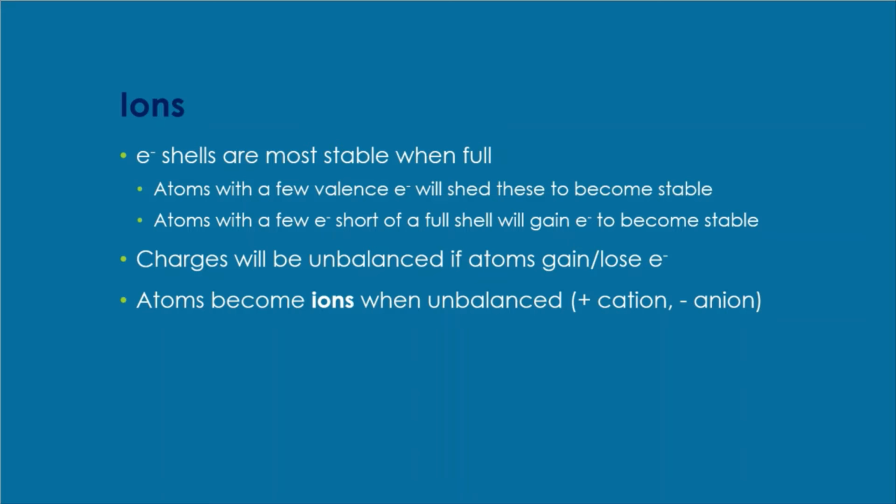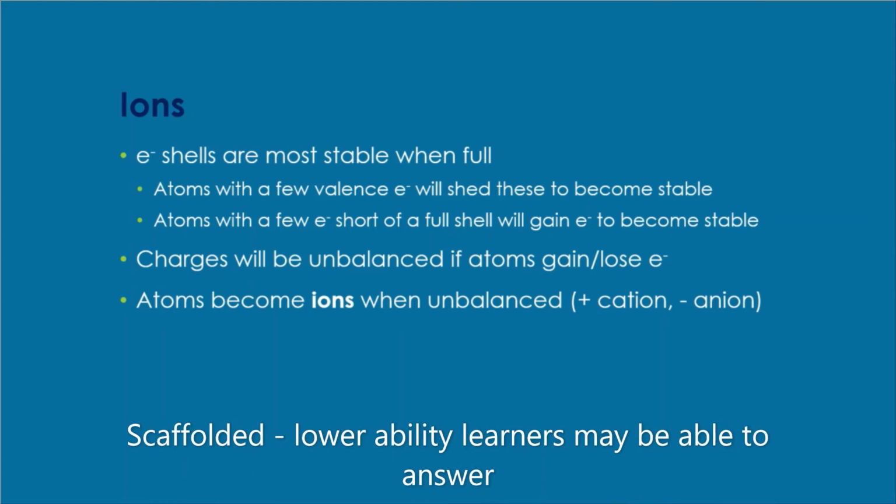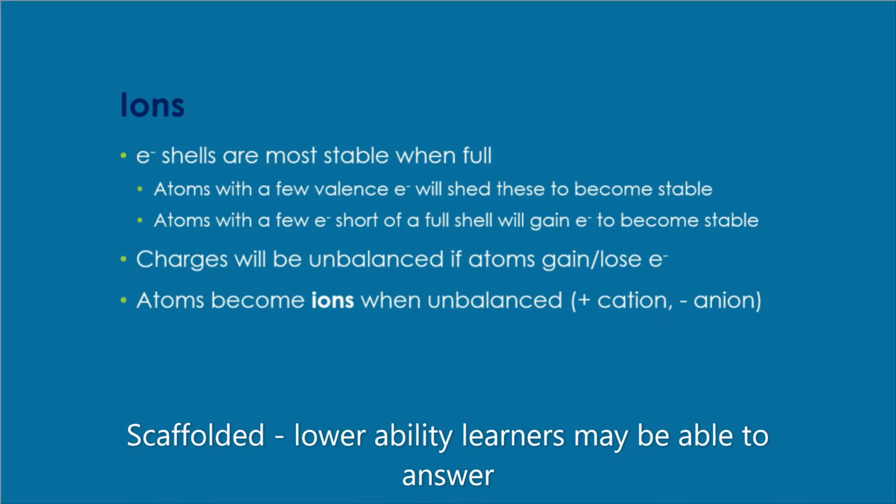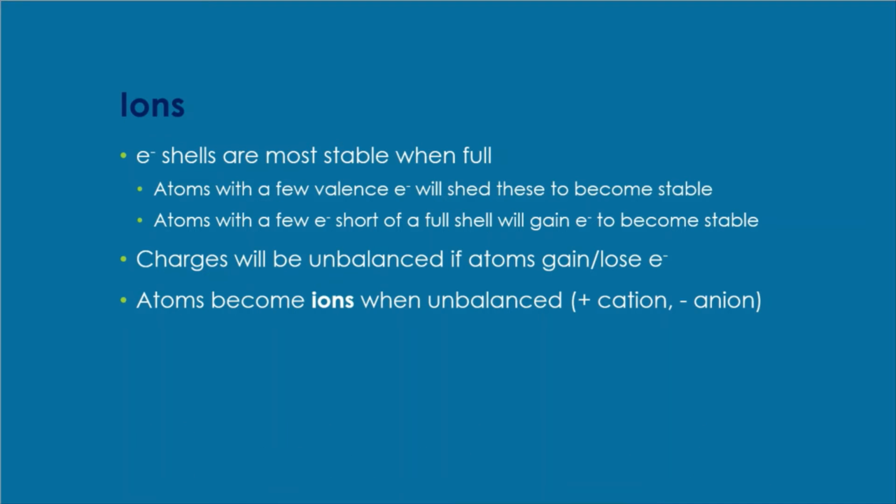Perfect, they're negatively charged. So if an atom is getting rid of some of their electrons, but it's keeping its protons, do we think the atom will be balanced or unbalanced? Great, unbalanced. And if it's got less electrons, so less negative charges, will it be negative or positive overall? Nice work, it'll be positive.